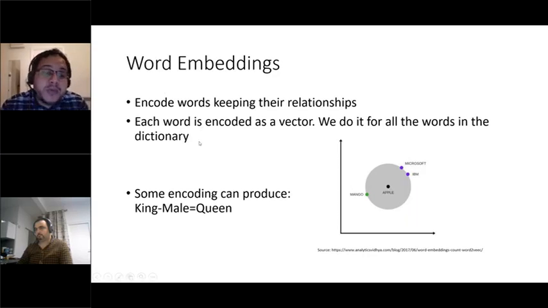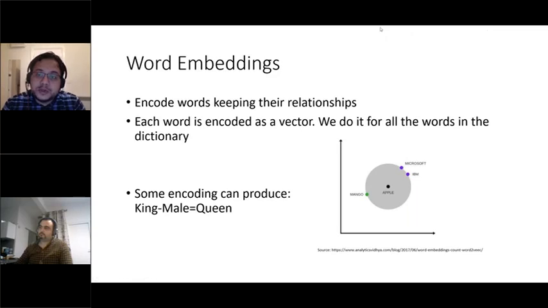In some embeddings, we can have even something like that. We take the vector for king and the vector for the word male. We did this operation king minus male, which are 2 vectors. We can do a minus operation between vectors, and we end up surprisingly with a vector for queen.